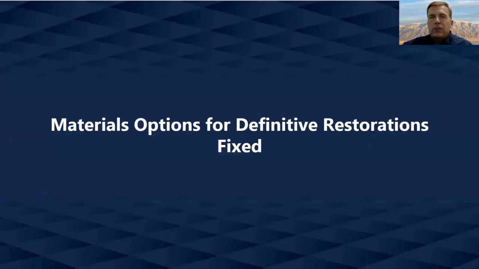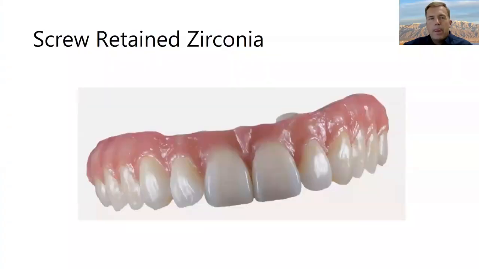So what are some options? I'm going to talk about fixed and removable because we said some people need removable. Screw retained zirconia. I feel like today this is kind of carrying the day. They're strong, biocompatible, aesthetic. We can mill them from solid zirconia. We can use pucks that are variegated both by opacity and translucency and also shade to get a really, really nice result.